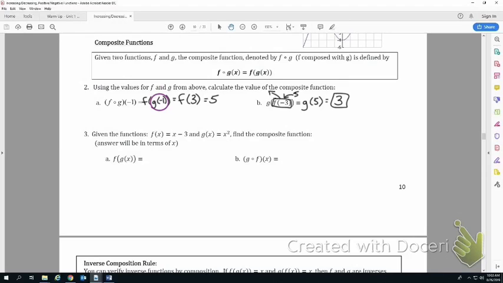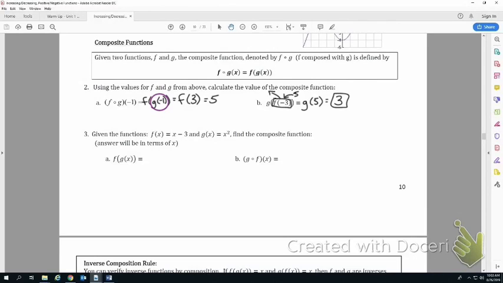We're going to use two new functions. F of x is x minus 3. G of x is x squared. It says find the composite function. So we're taking two functions, and we're going to put one in for x into the other one. It's the same process we've done before. It's just previously we put numbers in for x. Okay? So I'm going to do f of g of x.